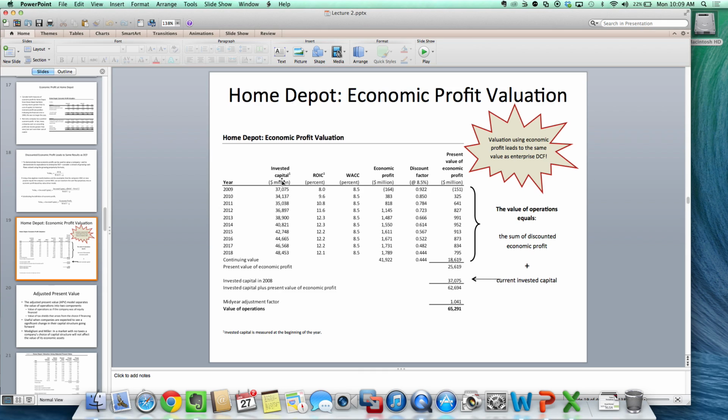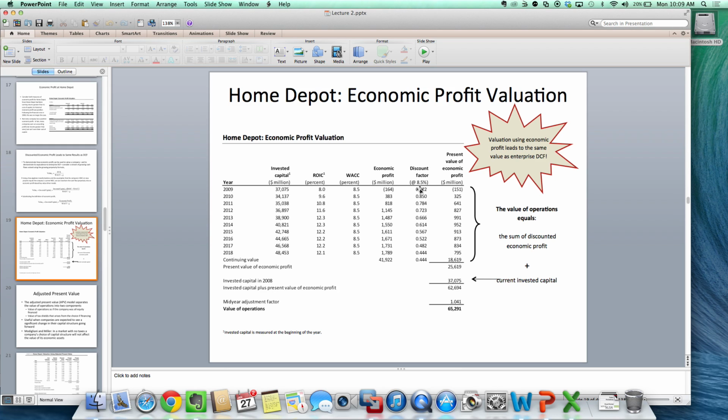With Home Depot, we're going to forecast their balance sheet. So here's the forecast for Home Depot's invested capital for the same period of time that they forecasted the free cash flows. Okay? So instead of forecasting the free cash flow in the economic profit model, you forecast the invested capital. They also forecasted the ROIC, and they used the same cost of capital. Well, ROIC minus WACC is spread. Spread times invested capital equals economic profit. Okay? So it's the capital times the spread equals the economic profit.